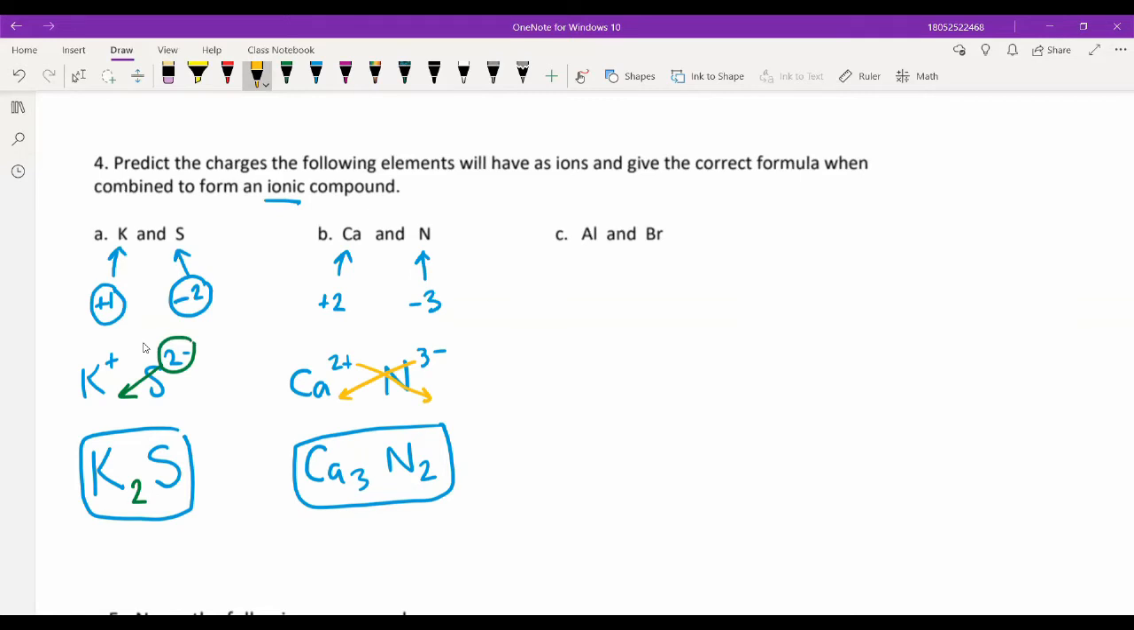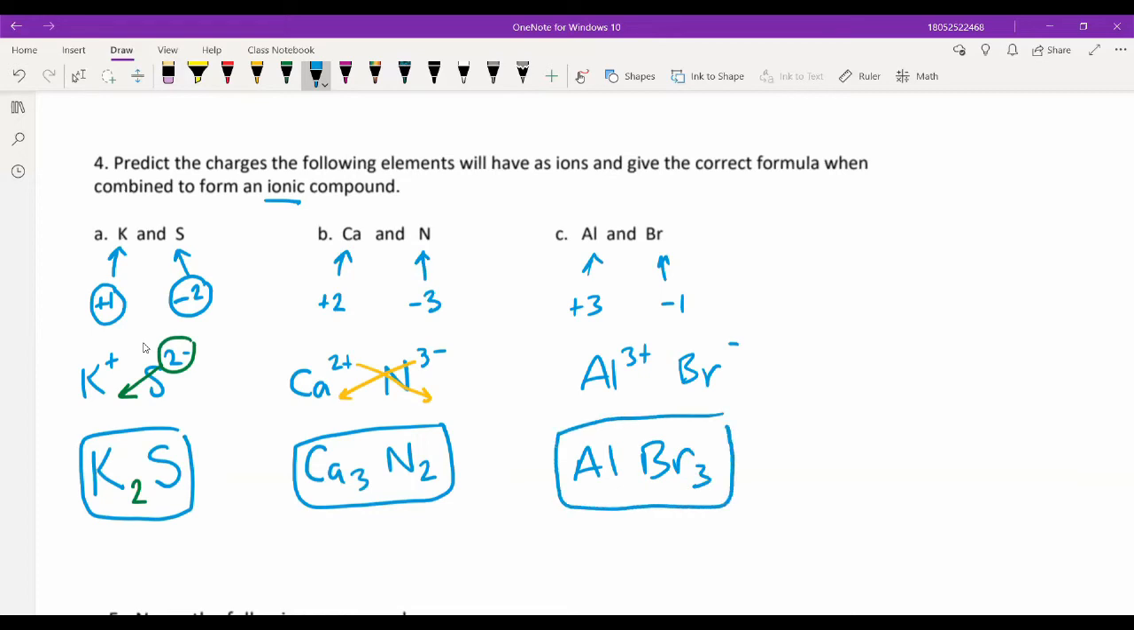Okay, aluminum +3, as we said. Bromide's a halogen, -1. So again, we have a +3 and a -1, and we would need to write it like this, using the same rule we've been talking about.